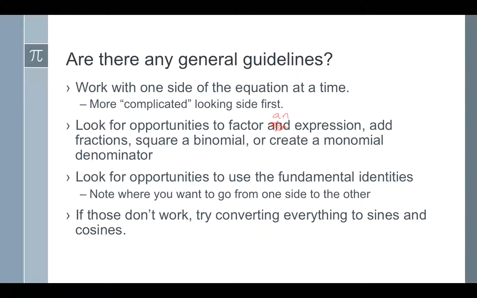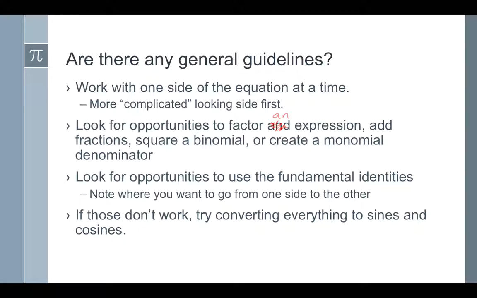Somewhat of a last resort: if you can't think of anything to do, and if none of this stuff that I just said works for you, try converting everything into sine and cosine. Like if you were given a tangent, you can change tangent into sine over cosine. If you're given cotangent, you can change it into cosine over sine.